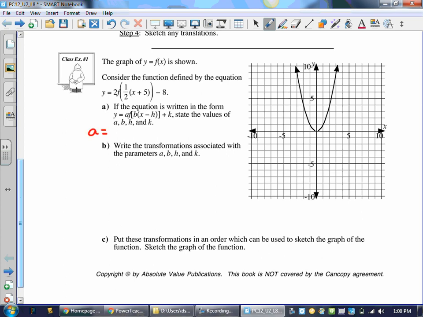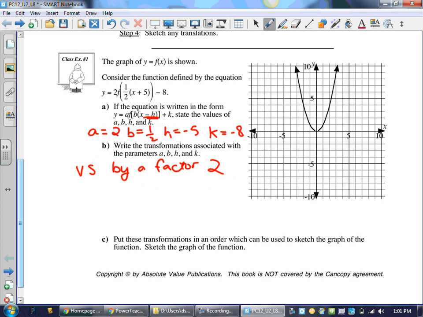A is 2, B is 1/2, H is probably -5, right? H is -5 if you're going to plug into this formula, and then K is -8. Okay, so write the transformations associated with the parameters. What does the A being a 2 mean? We have a vertical stretch by a factor of what? Careful.